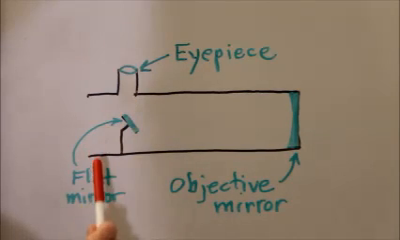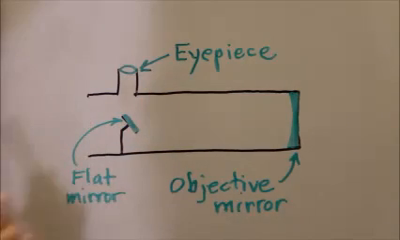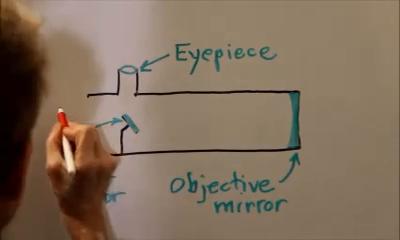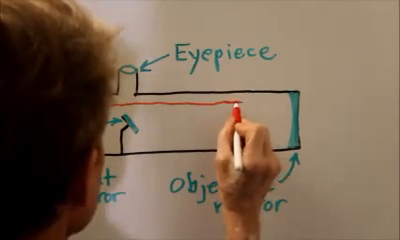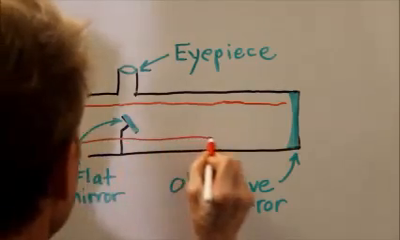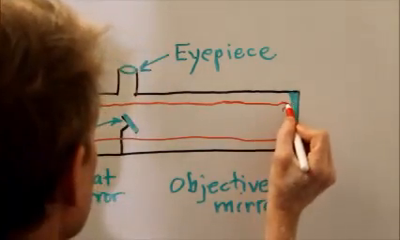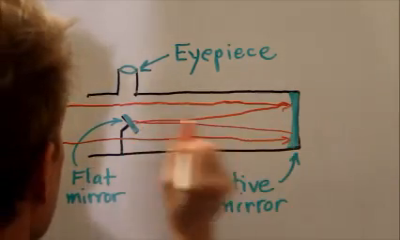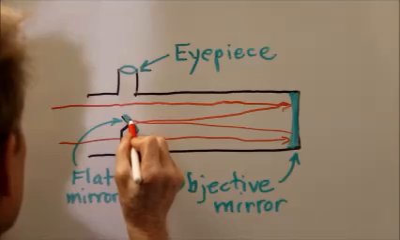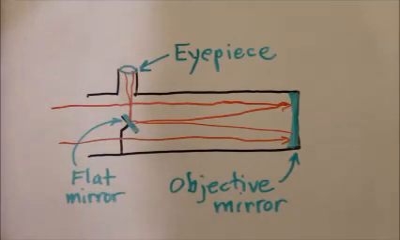Now, the Newtonian reflector has an open entryway for light rays to come in. The red now represents light rays coming in. They strike the concave objective mirror and then bounce off a flat mirror to get to the eyepiece, which is a convex lens or a set of convex lenses.